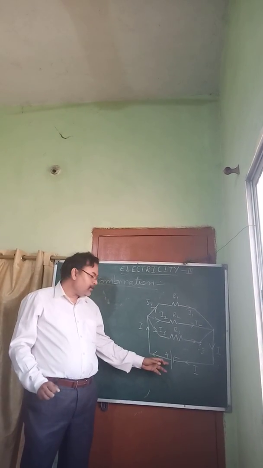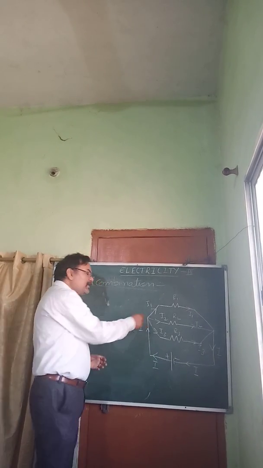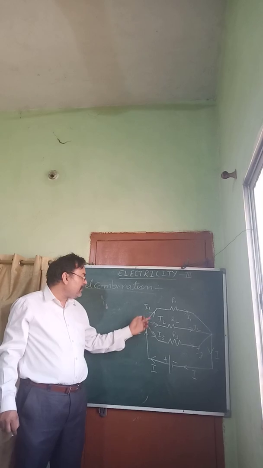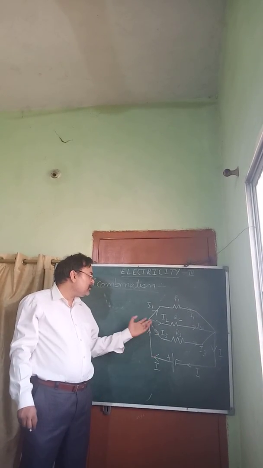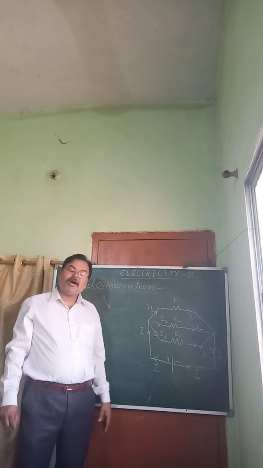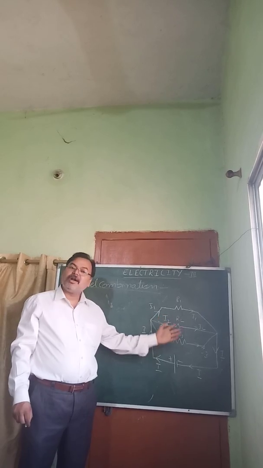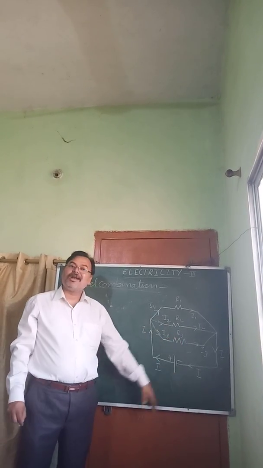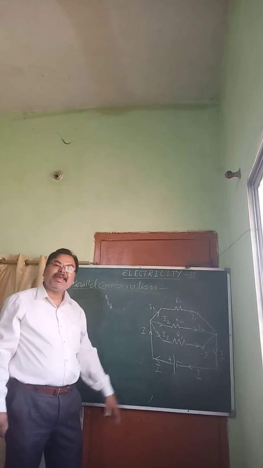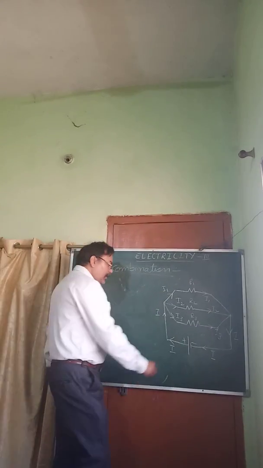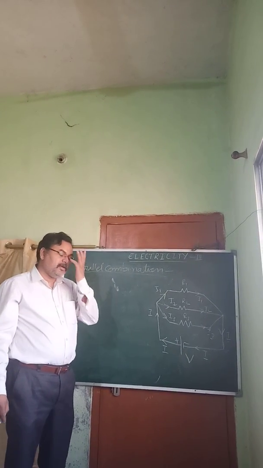This is with the cell, and a current I is flowing and reaching at this junction. When it reaches this junction, the current gets three different paths. So I1 current flows through R1 resistor, I2 current flows through R2 resistor, and I3 current flows through R3 resistor. And finally they combine and become I and reach the negative terminal of the cell. The potential difference offered by this cell is V.